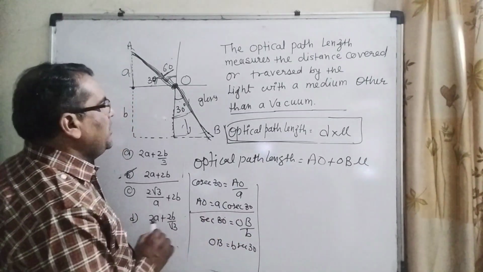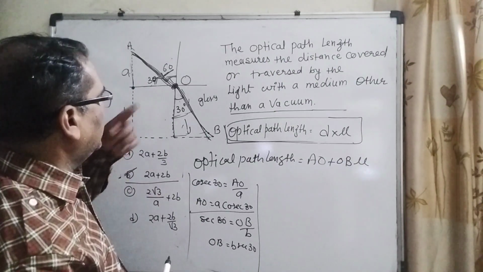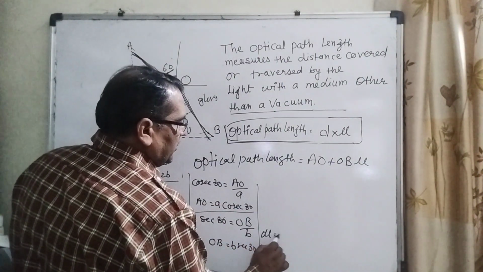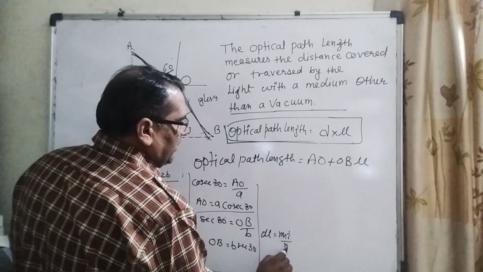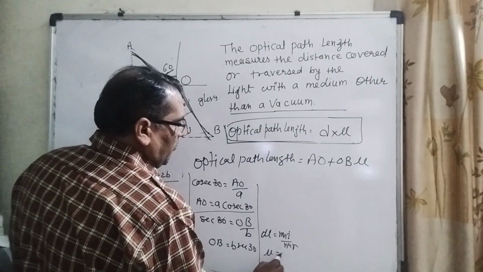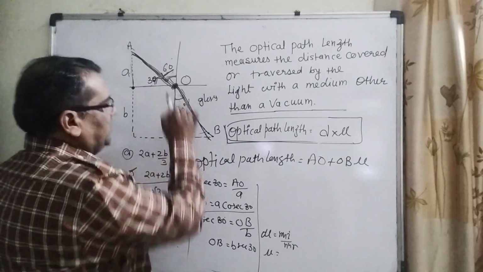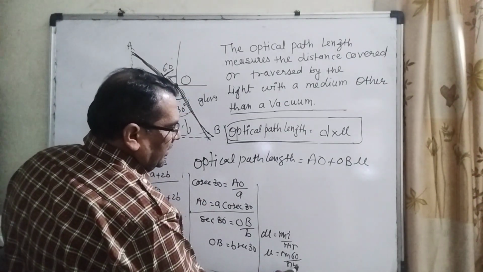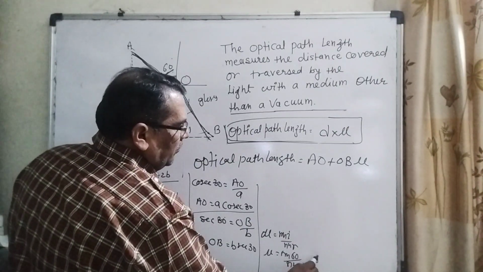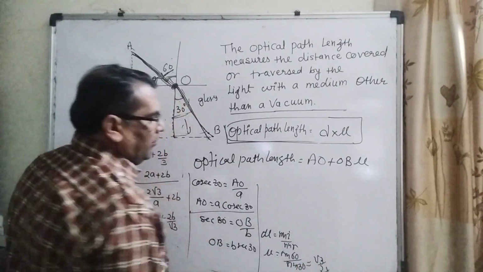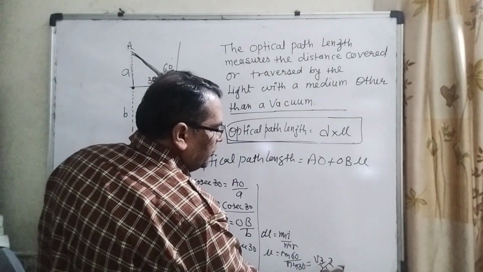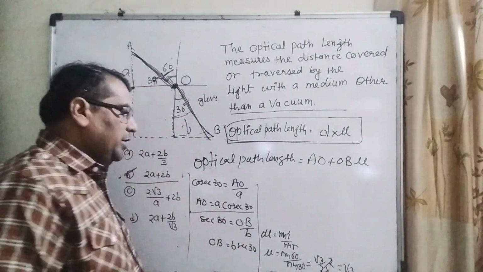And the third thing, mu. How can we get mu? By using Snell's law. So mu equals sine i upon sine r. Sine i is sine 60 upon sine 30. Sine 60 is root 3 by 2, and sine 30 is 1 by 2. The reciprocal of 1 by 2 is 2, the 2s cancel, and we get root 3. So our mu is root 3.